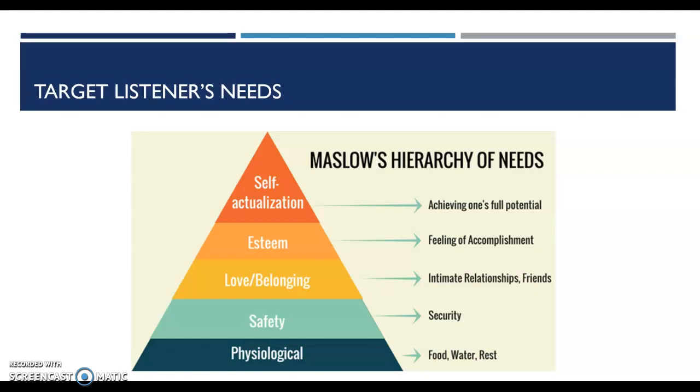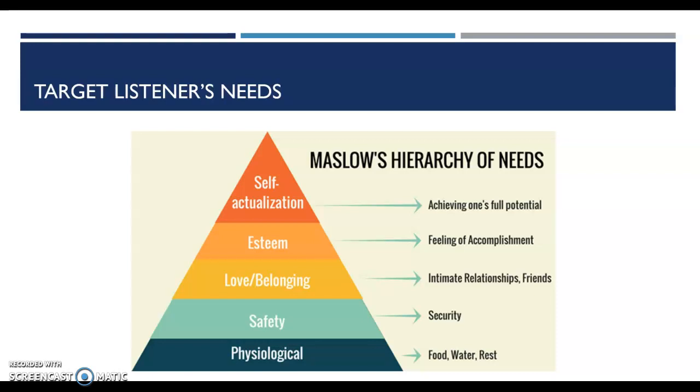Physiological: food, water, rest, these are all the basic things we need to survive. Safety: any sense of security. Love and belonging: people want to belong and be loved, so this has to do with intimate relationships, friends. Esteem: a feeling of accomplishment and confidence. And self-actualization, which is a really top-notch need to meet, is achieving one's full potential.